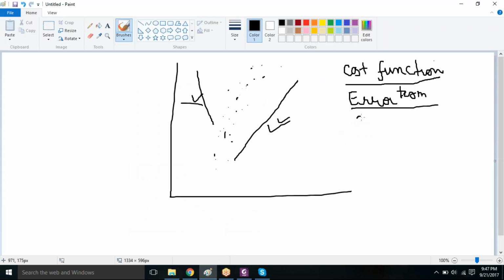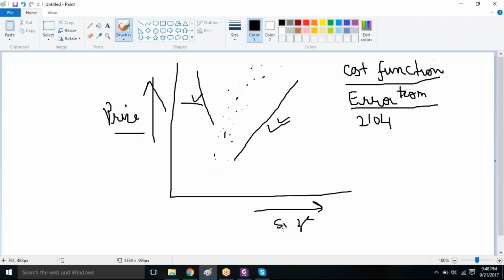Say, 2104 was the size. This is basically the size, and this is your cost. Don't confuse this cost with this cost function. This cost function is basically the error term. This cost function is something different. Rather, I would write here price, so that you won't get confused in this.